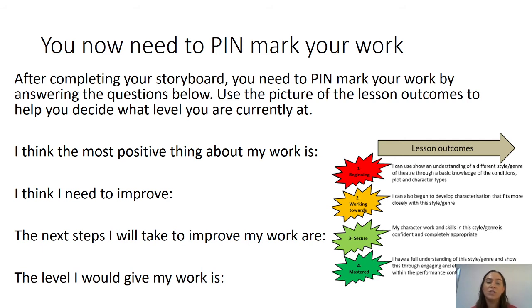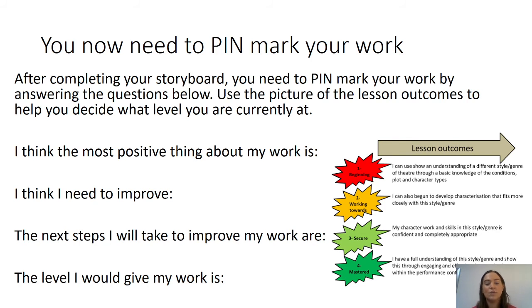So the first one is, I think the most positive thing about my work is. So write down what you think is good and positive about your work so far. What do you think you need to improve on? So write down what you think you need to improve on in drama currently. Is it to do your research more? Is it to build your confidence? Is it to listen more and be more engaged?